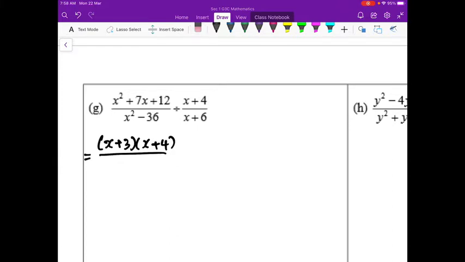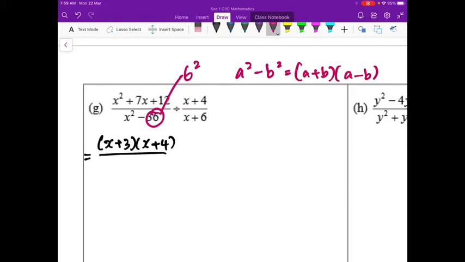This 36, you have to recognize perfect squares to become 6 squared. So it becomes a case of a squared minus b squared. See, x squared minus 6 squared, and that gives us a plus b, a minus b. These are things that you have to memorize. No point trying to factorize out your a squared minus b squared from the start. Just memorize that it is a plus b, a minus b. So in our denominator, it becomes x plus 6, x minus 6.